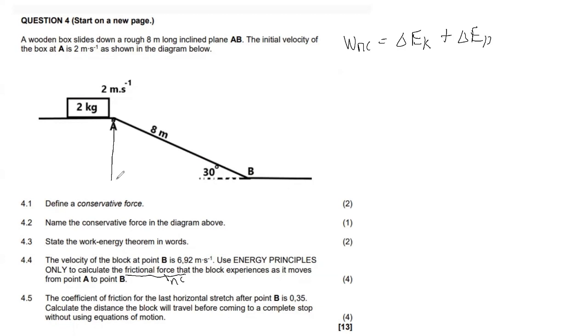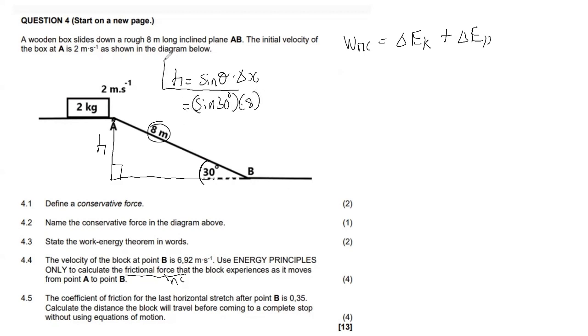But at point A, we don't know the height. But we also know our trigonometry. So we can just close off here so that we form a right angle triangle. Whenever you are trying to calculate the height, when you are given the angle theta and also your displacement, which is the hypotenuse, height is equal to sine theta multiplied by delta x. So you have sine 30 degrees multiplied by your delta x, which is 8. Whenever you want to calculate the height and you have theta and delta x, that's how you calculate it. This will give you 4 meters. So your height here will be 4 meters, right?